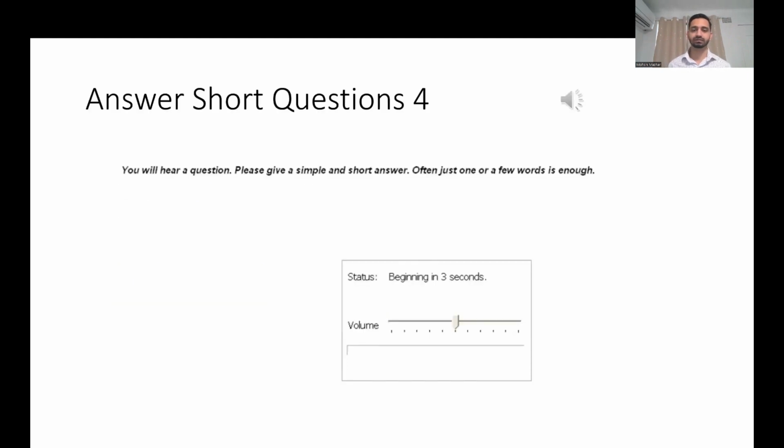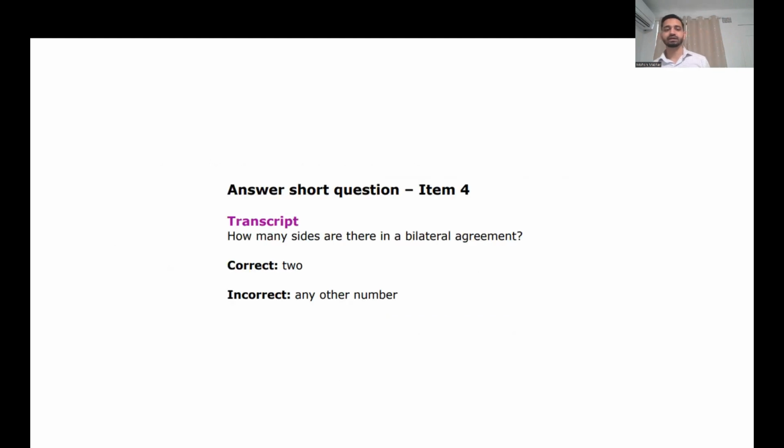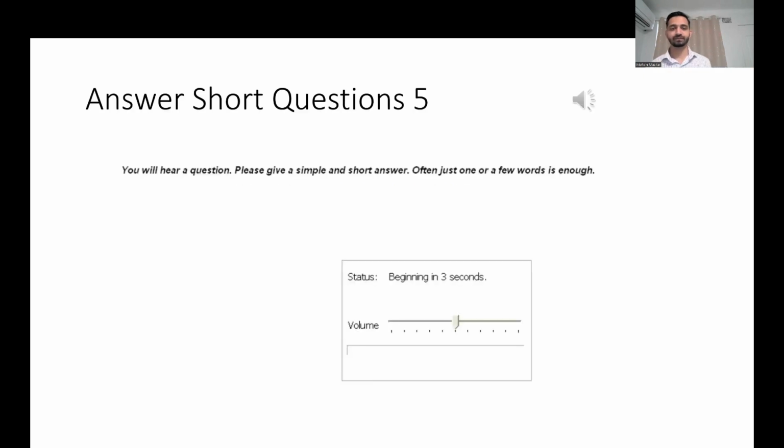How many sides are there in a bilateral agreement? You might have got the answer. Let's check. How many sides are there in a bilateral agreement? Bilateral means two, right? Bi means two. So bilateral agreement, you should get the answer two. Any other numbers will be incorrect.